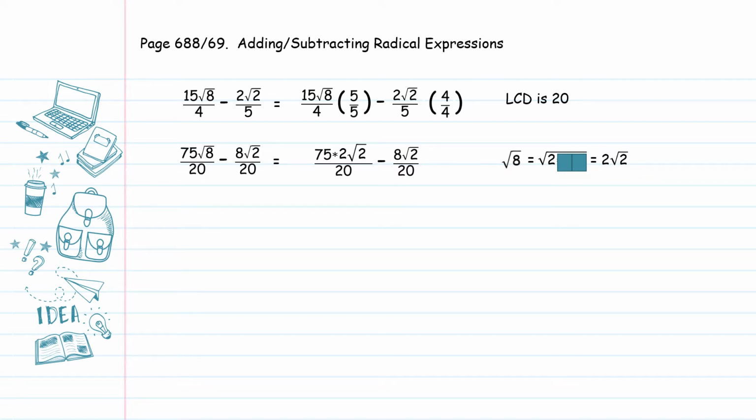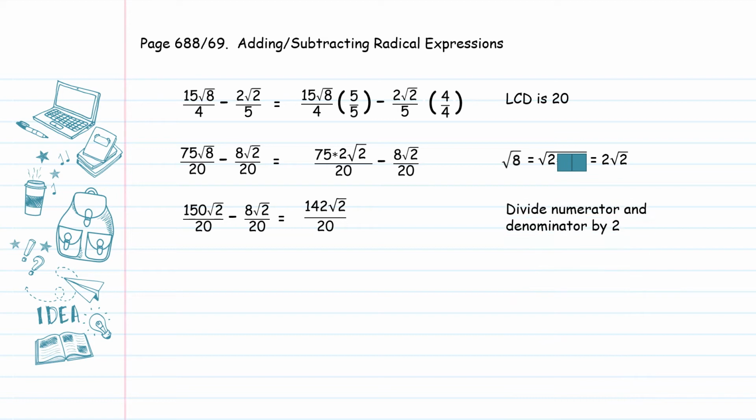Continuing on with the evaluation, 75 times 2 is now 150 radical 2 over 20, and the rest stays the same. We didn't make any changes. And then that leaves us to carry out 150 minus 8 is 142, and then you just keep the radical 2 over 20. Then we'll just divide the numerator and denominator by 2 and get in the numerator 71 radical 2 over 10.